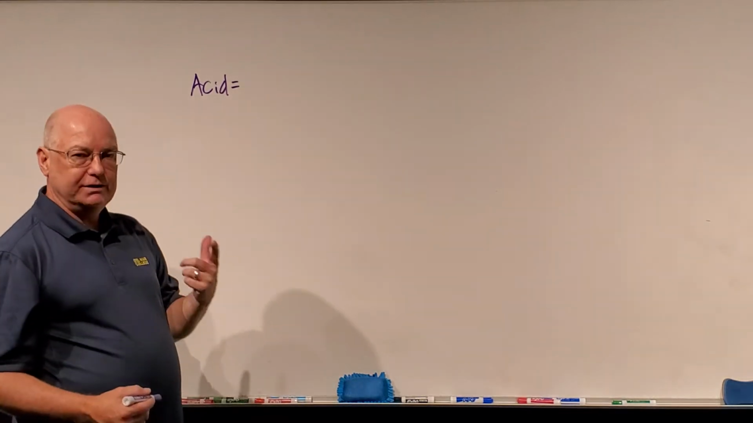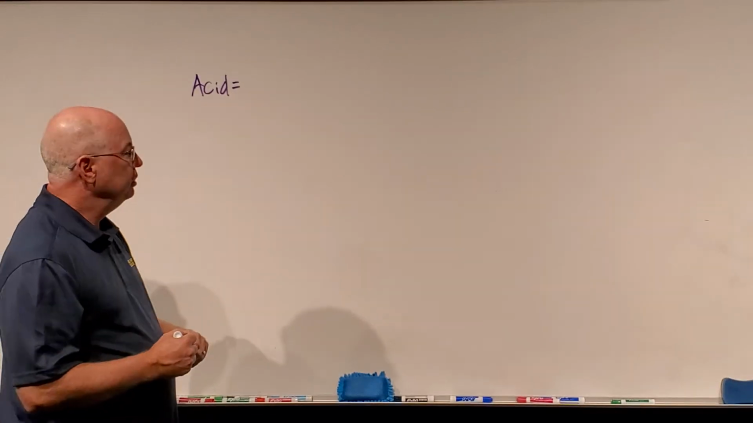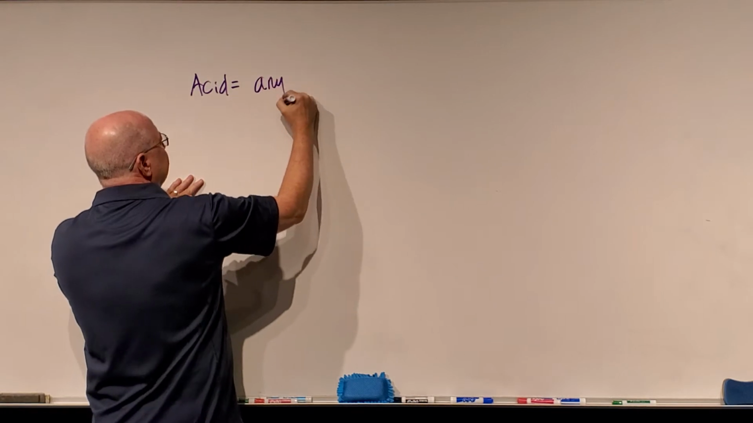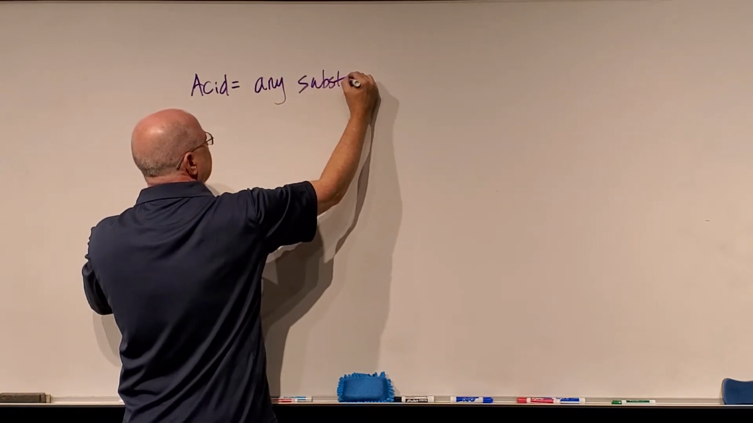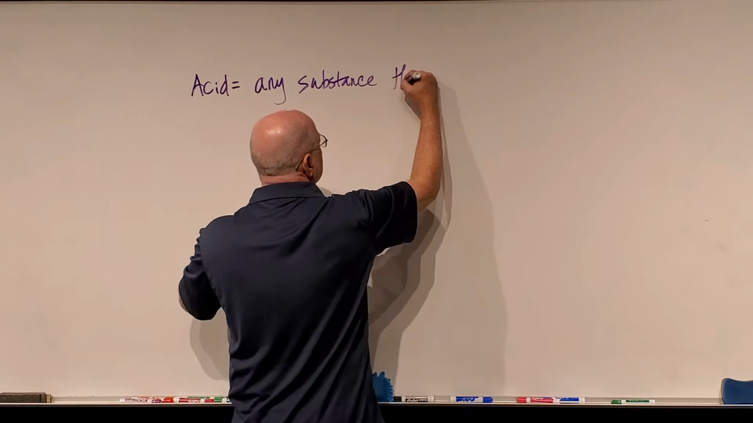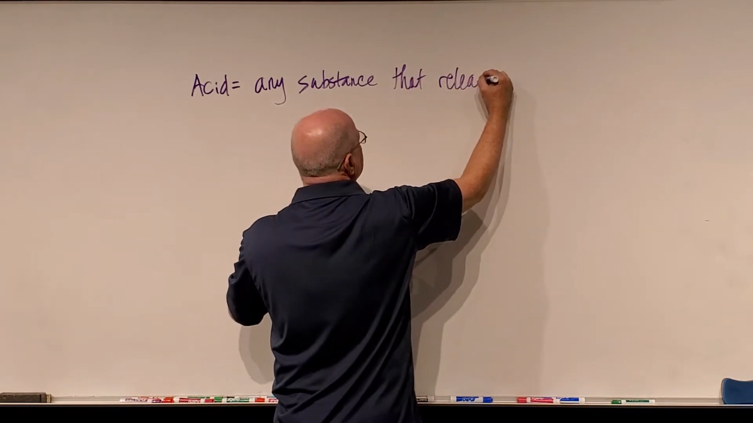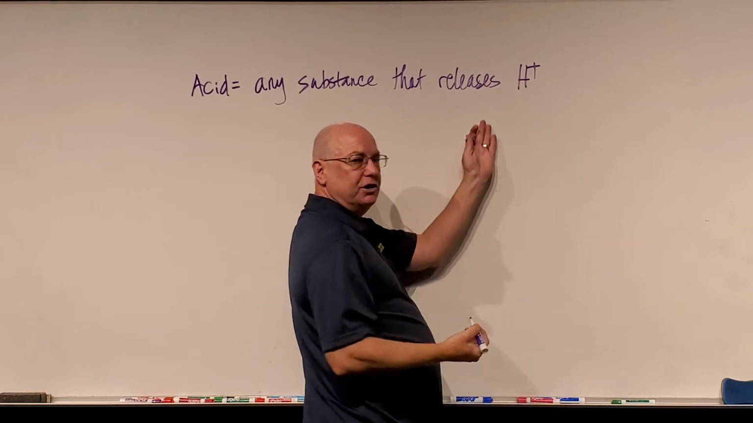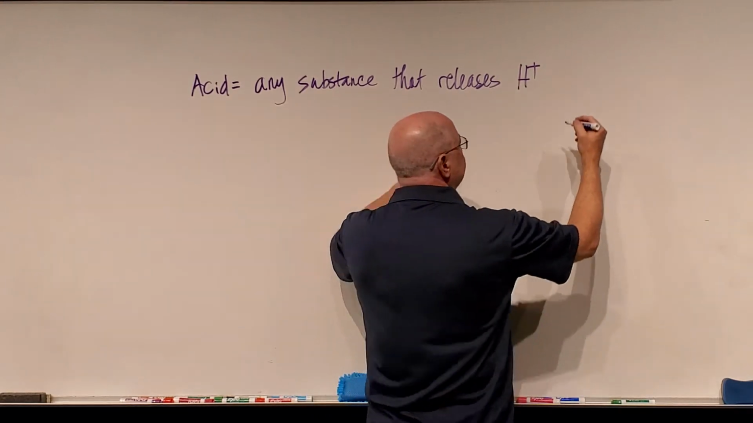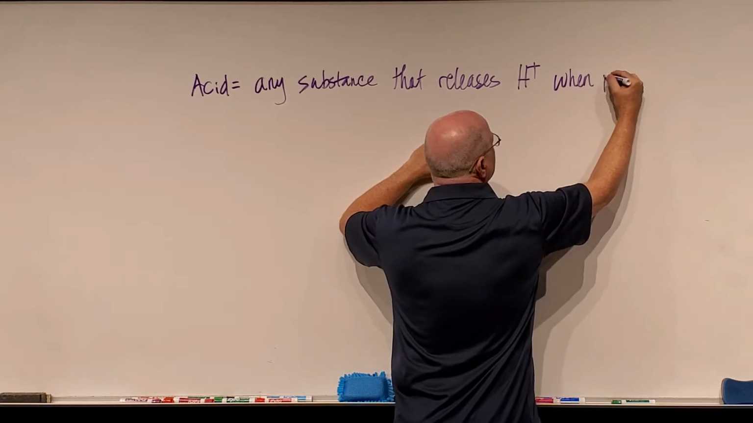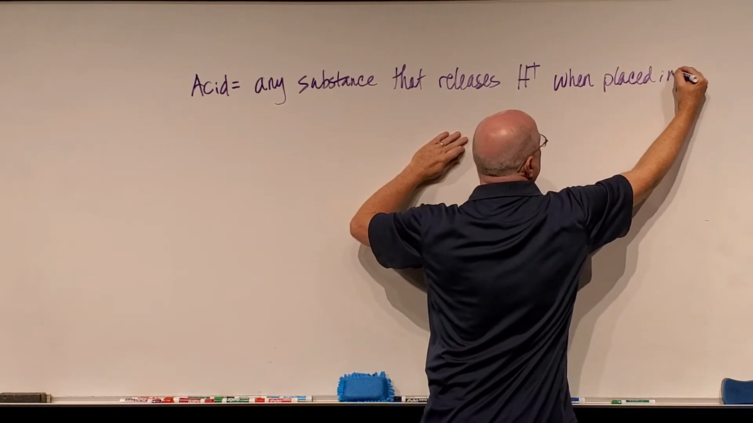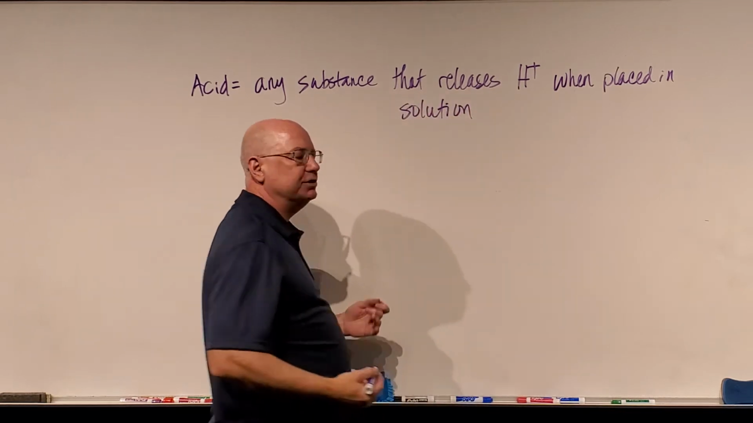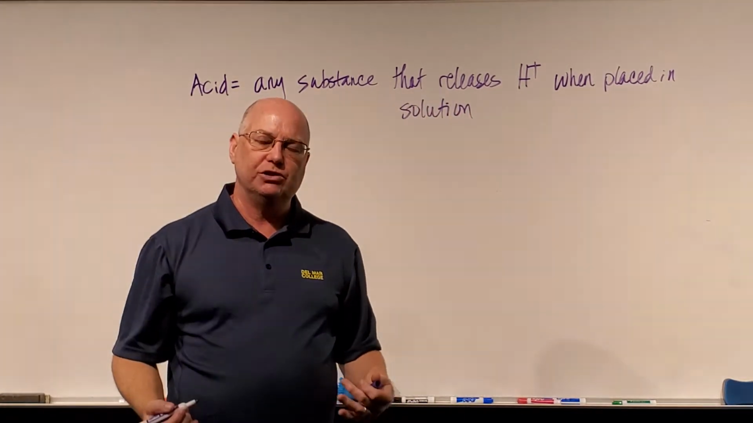What we want to talk about is this. This is how I want you to understand this. When I talk about an acid, the simple way to think of an acid is any substance that releases hydrogen ions. We can say a hydrogen ion or we can say a proton, that means the same thing, when placed in a solution. So an acid is any substance that releases hydrogen ions when it's placed in solution.